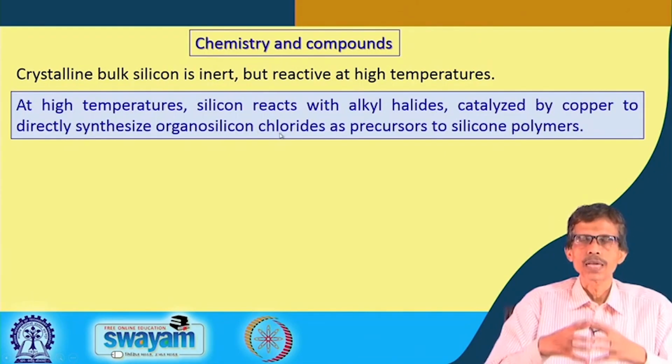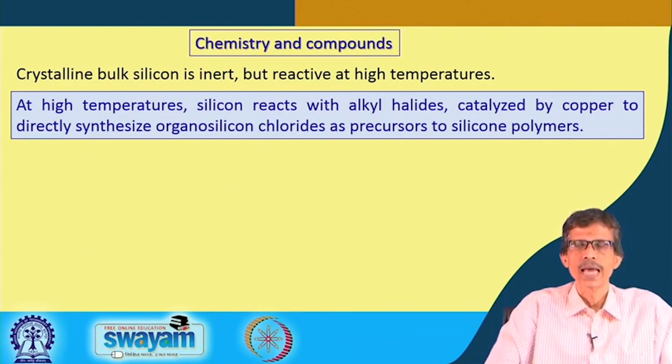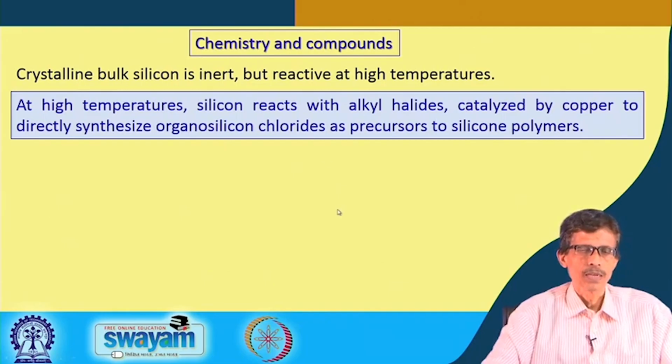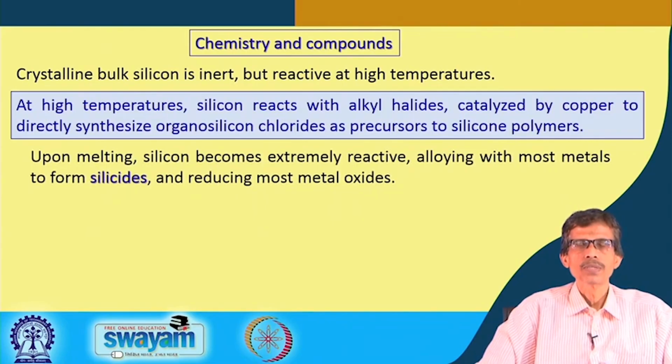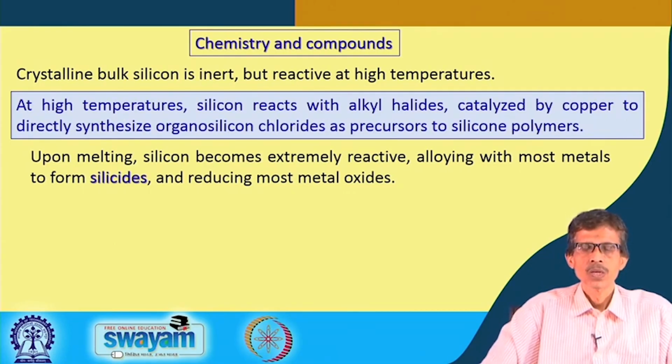So, if you have silicon trichloride or tetrachloride, and trichlorosilane we have seen is SiCl3H, and instead of H we all know that H can be substituted by an alkyl group also. If it is R, we can have RSiCl3, that can be a starting material for making silicon polymers. And upon melting, silicon becomes extremely reactive; that means in the molten state it is a high temperature reaction, and it is reacting.